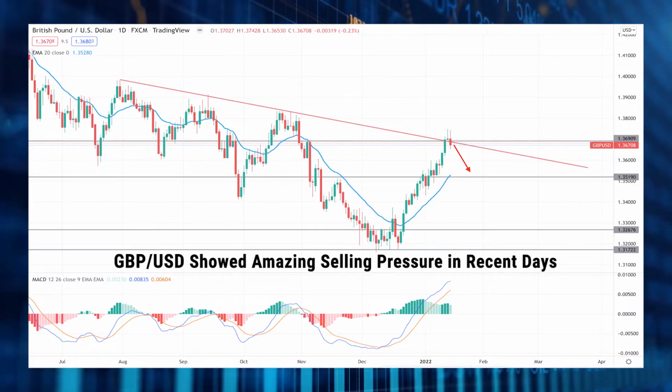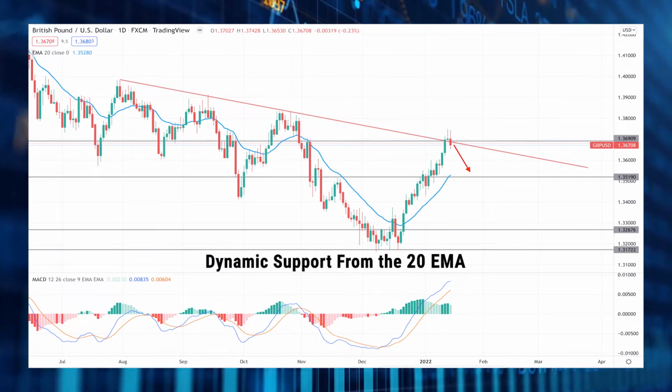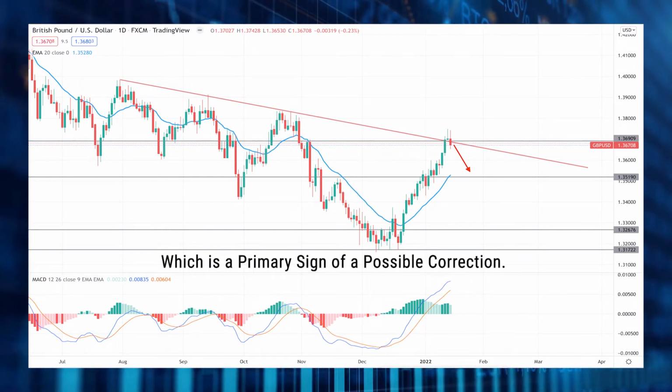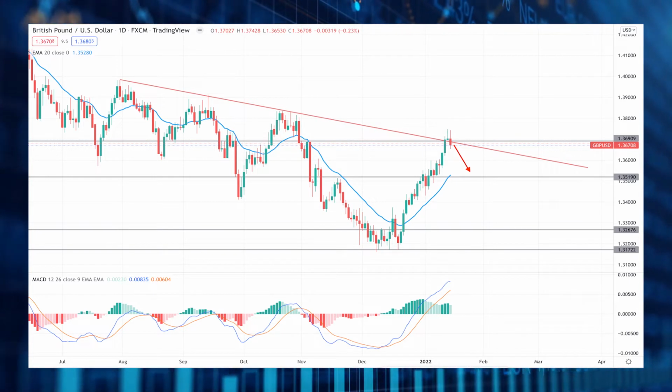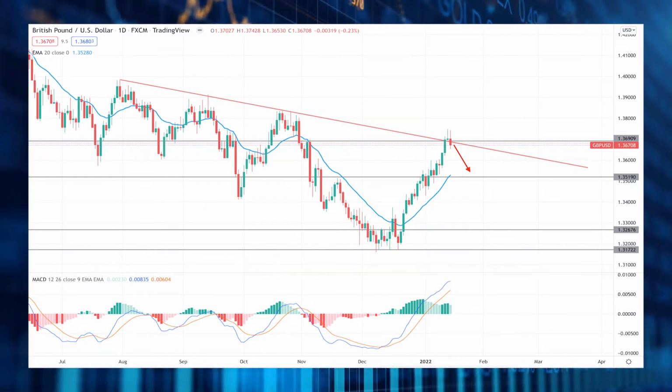GBP-USD showed amazing selling pressure in recent days after facing the major supply level. However, the most recent price faces dynamic support from the 20 EMA, which is a primary sign of a possible correction. This technical analysis shows how the MACD histogram turned bearish by moving below the neutral zone while the dynamic 20 EMA is below the price.